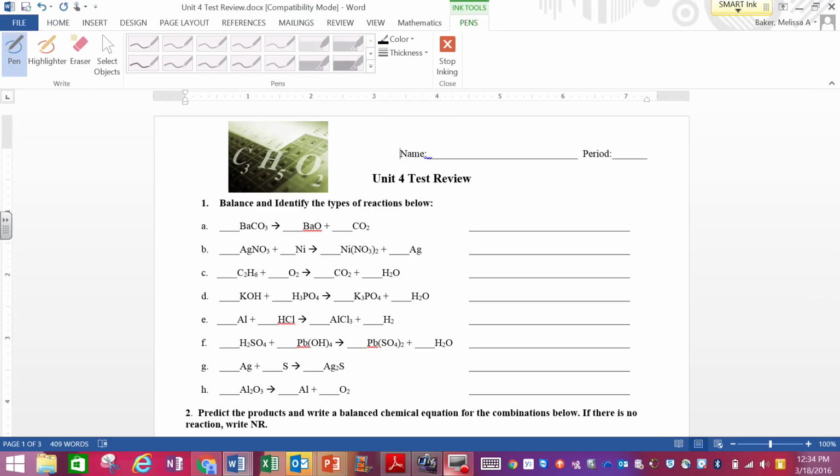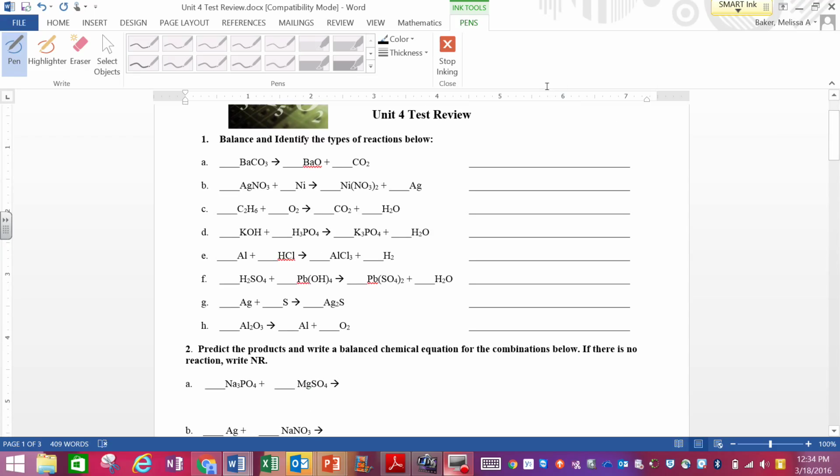All right, we are getting ready for the Unit 4 exam. In number 1, let's just go through and identify all the types of reactions that we see. Letter A looks like a divorce, so that would be decomposition. Letter B here, we've got two things added to one thing, and it looks like nickel is kicking silver out to be by itself. So that would be a single replacement or a single displacement, whatever you want to call it.